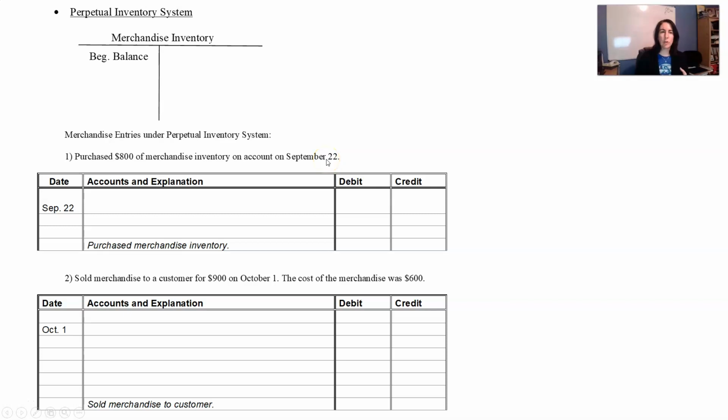So let's look at some journal entries for the perpetual inventory system. First, let's look at our T account for inventory. It is an asset. It's a short-term asset because you intend to sell your inventory in less than a year usually. So you start off with a beginning balance if you have any.